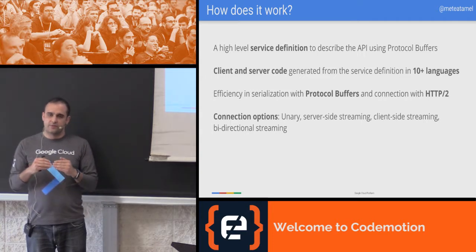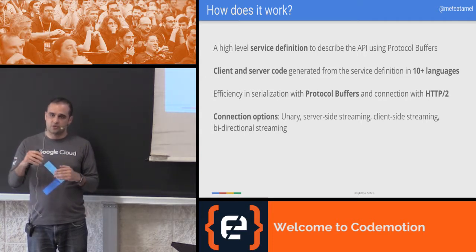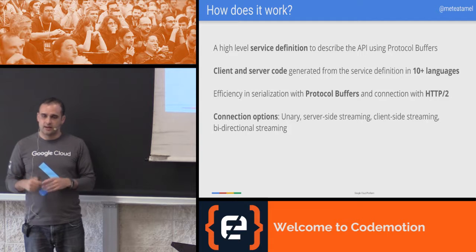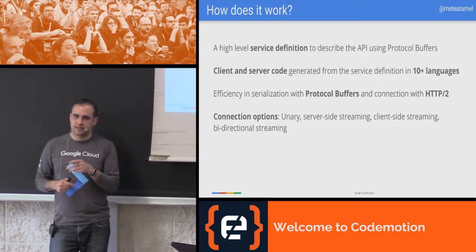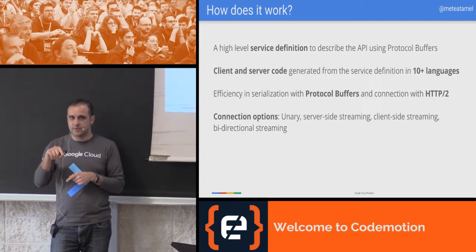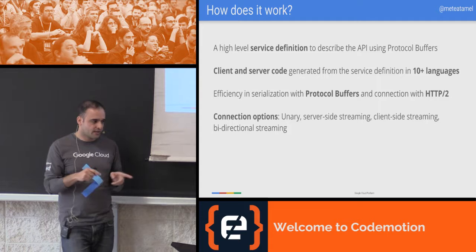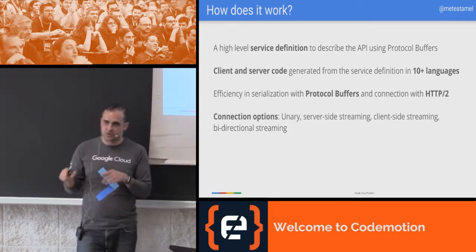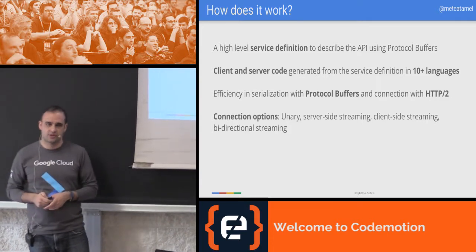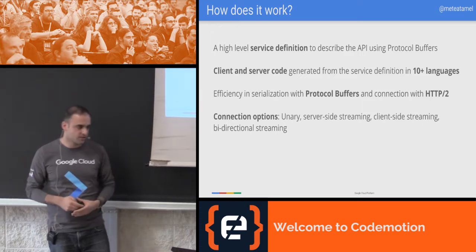You can have what's called unary connections, where you do a simple request and reply. You can do client-side streaming, where the client sends lots of requests to the server, or server-side streaming, where the server sends lots of responses to the client. And then you can have bidirectional streaming, where the client and the server can send messages to each other at any time. So depending on what you need to do, there are options.